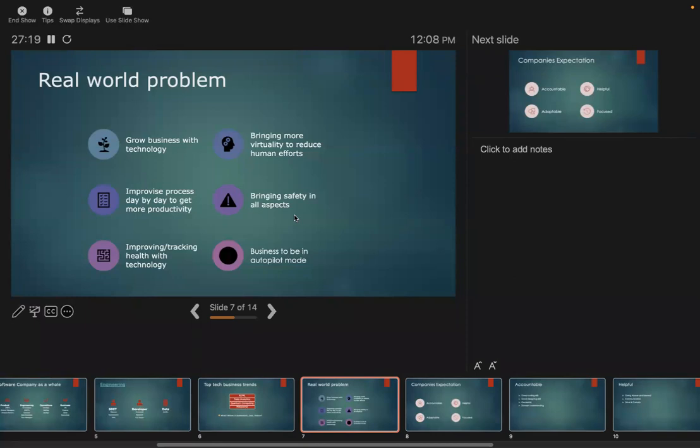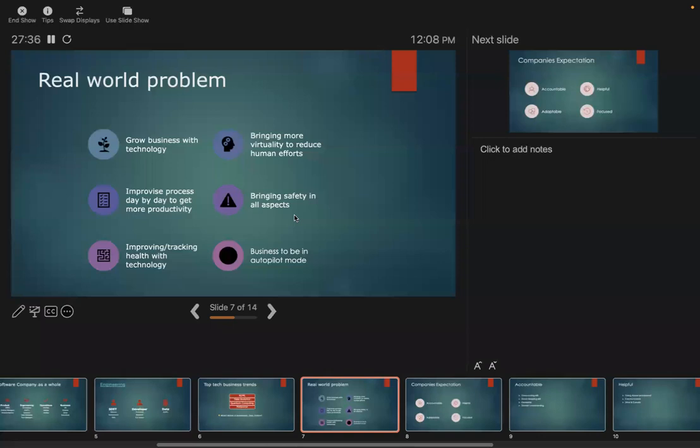Then improving tracking with the help of technology. There are HRs who mentally help you to be more active, and there are also different things. People generally have health checkups and all that, but companies follow that. The last: business to be in autopilot mode.